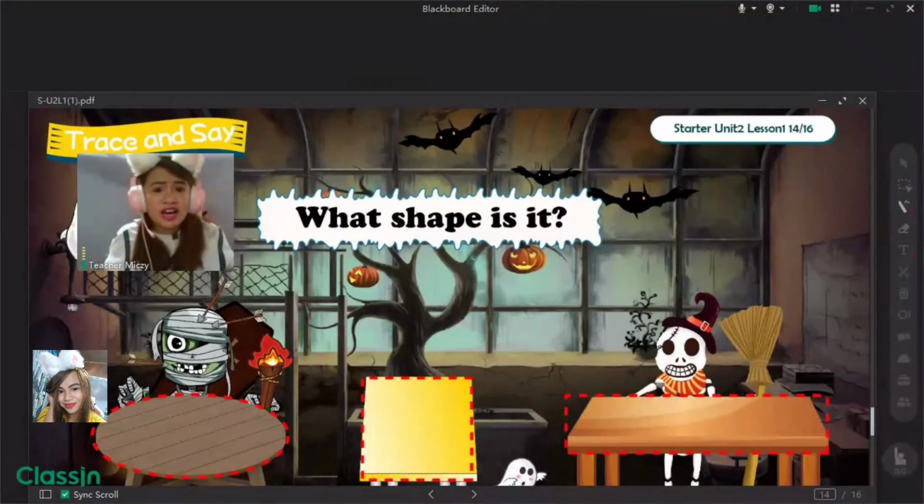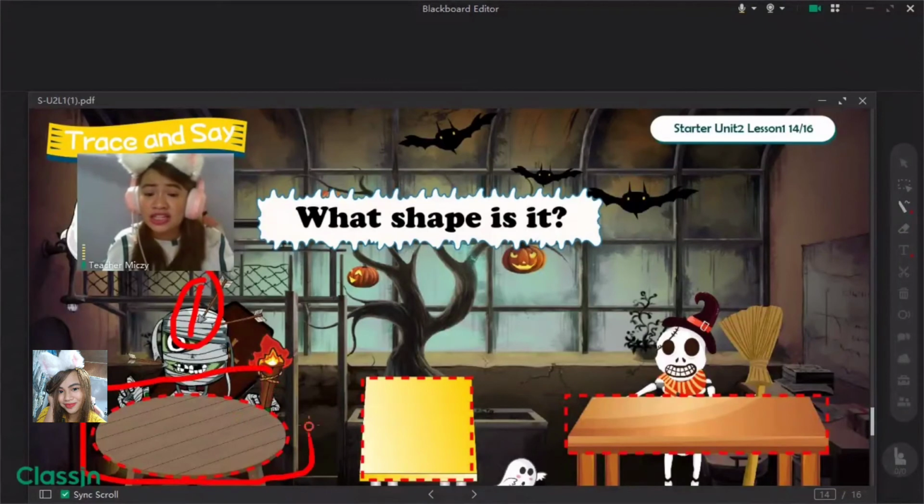Now look at the picture. We can see there three desks. Look at the first desk. What shape is this? What's the name of this shape? It has no sides, it has no corners. It's a circle, very good.